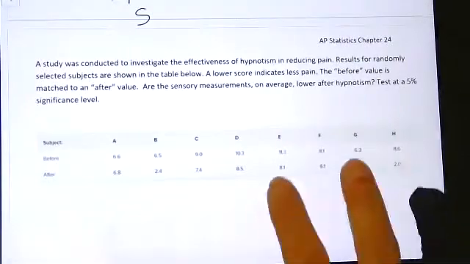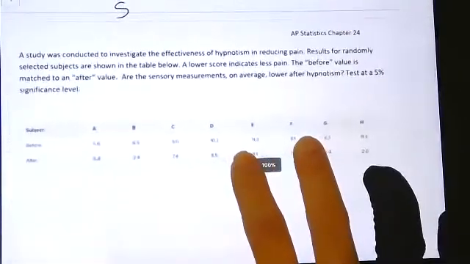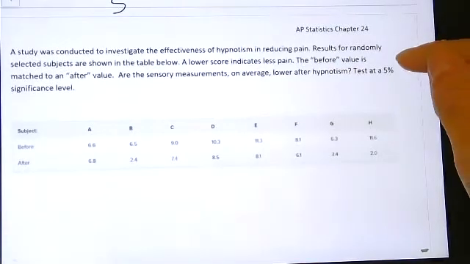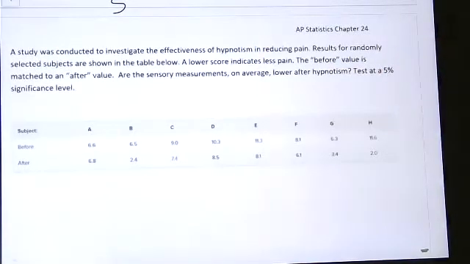A study was conducted to investigate the effectiveness of hypnotism in reducing pain. Results for randomly selected subjects are shown in the table below. A lower score indicates less pain. The before value is matched to an after value. Are the sensory measurements on average lower after hypnotism? Test at a 5% significance level.